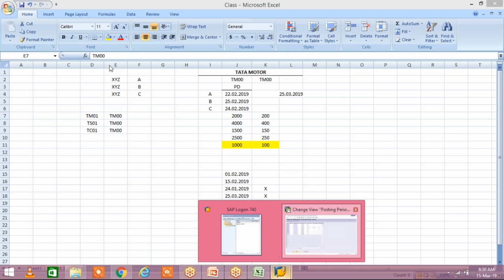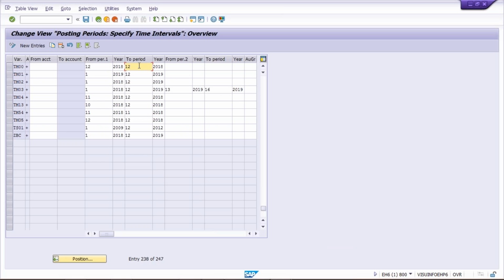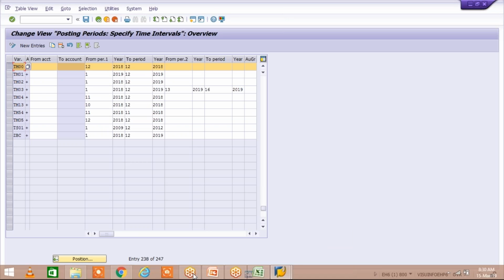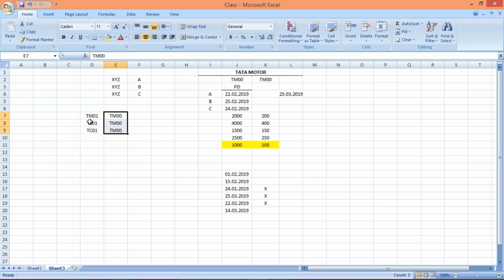let's suppose the 12th period, it means March month. If you open March month against TM00, what is happening? This March month is open for Tata Motors also, Tata Steel also, and Tata Chemical also, because all are Indian companies and every unit is going to follow the April to March concept itself, right?